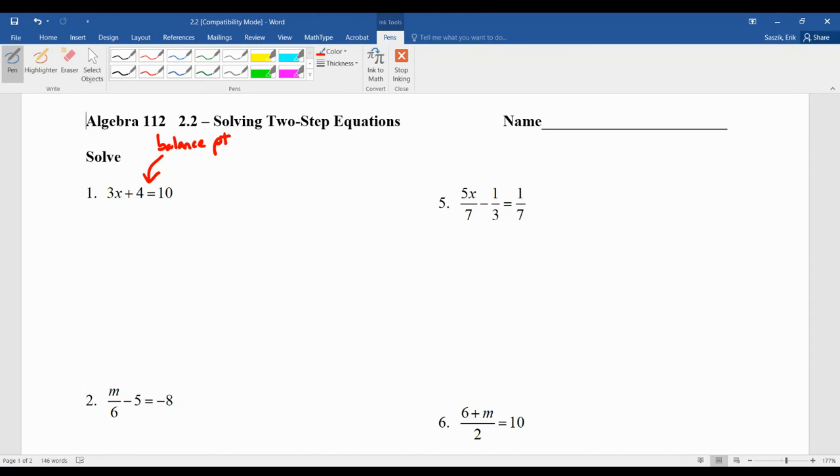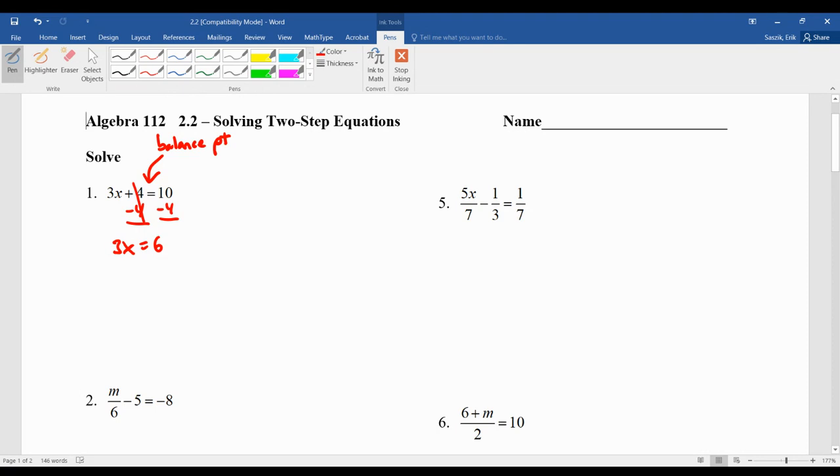So to get x by itself, we have to undo operations. We want this x by itself on the left-hand side. We have this 4, we don't want it. So the opposite of adding 4 is to subtract 4. But whatever I do on one side, I have to do on the other. Okay, 10 minus 4 is 6. I'm hoping that this all rings a bell.